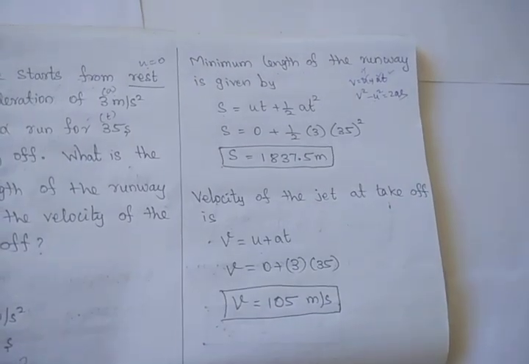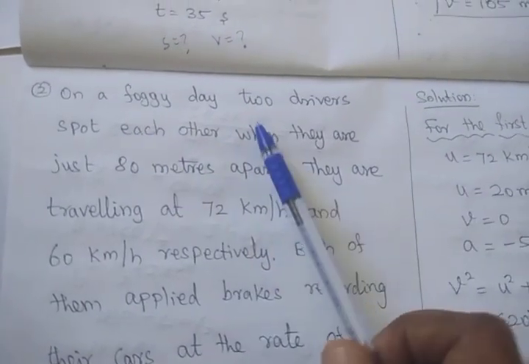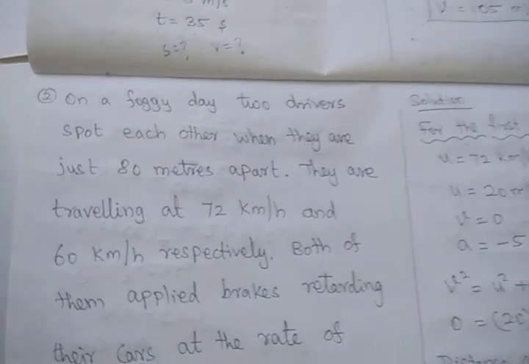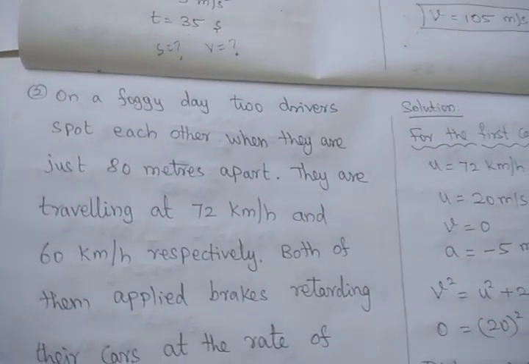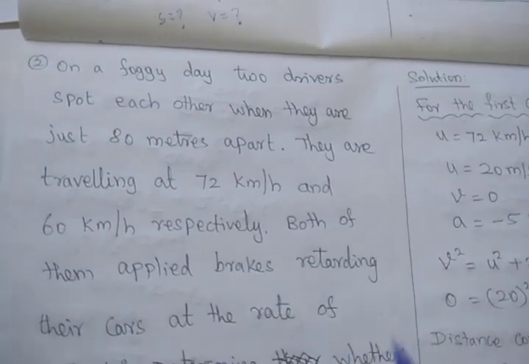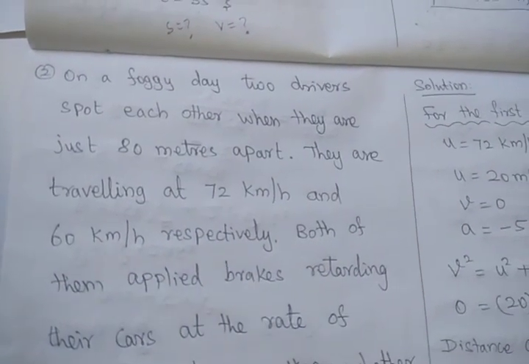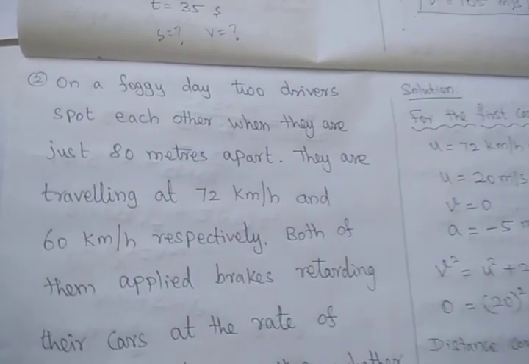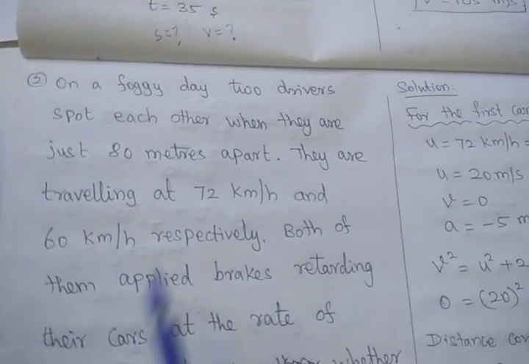Yes, students. Now we are going to see the next problem. On a foggy day, two drivers spot each other when they are just 80 meters apart. That means the two car drivers see each other, and the distance between the two cars is 80 meters. They are traveling at 72 km per hour and 60 km per hour respectively. One car comes at 72 km per hour and the second car, from the opposite side, comes at 60 km per hour.